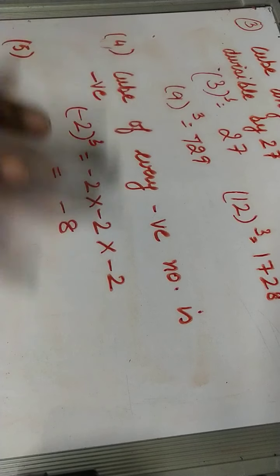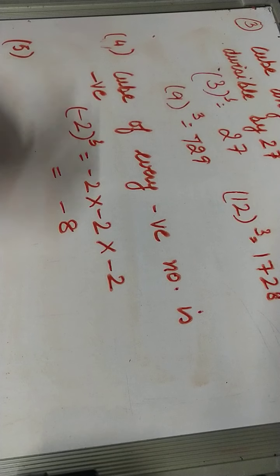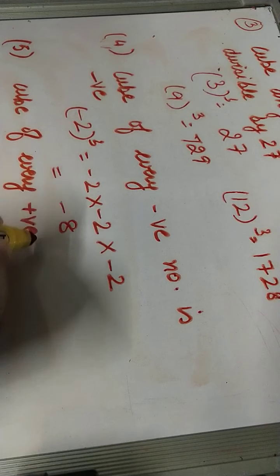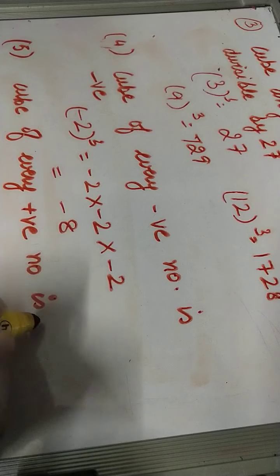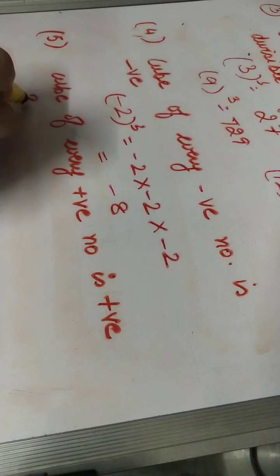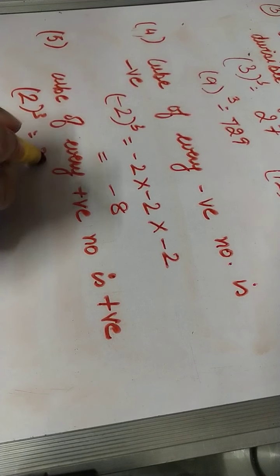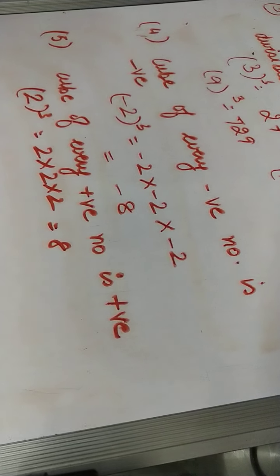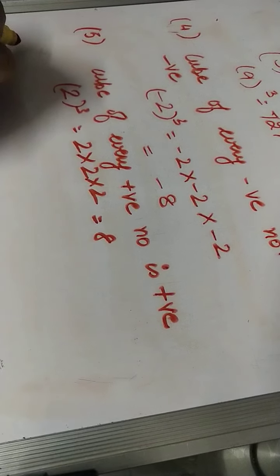The fifth property is, on the contrary, the reverse of it. Cube of every positive number is positive. Vice versa. Negative to negative, positive to positive. Again, take the example of 2 cube. 2 cube is 2 into 2 into 2. All numbers are positive. The answer is 8. And now, the sixth property.